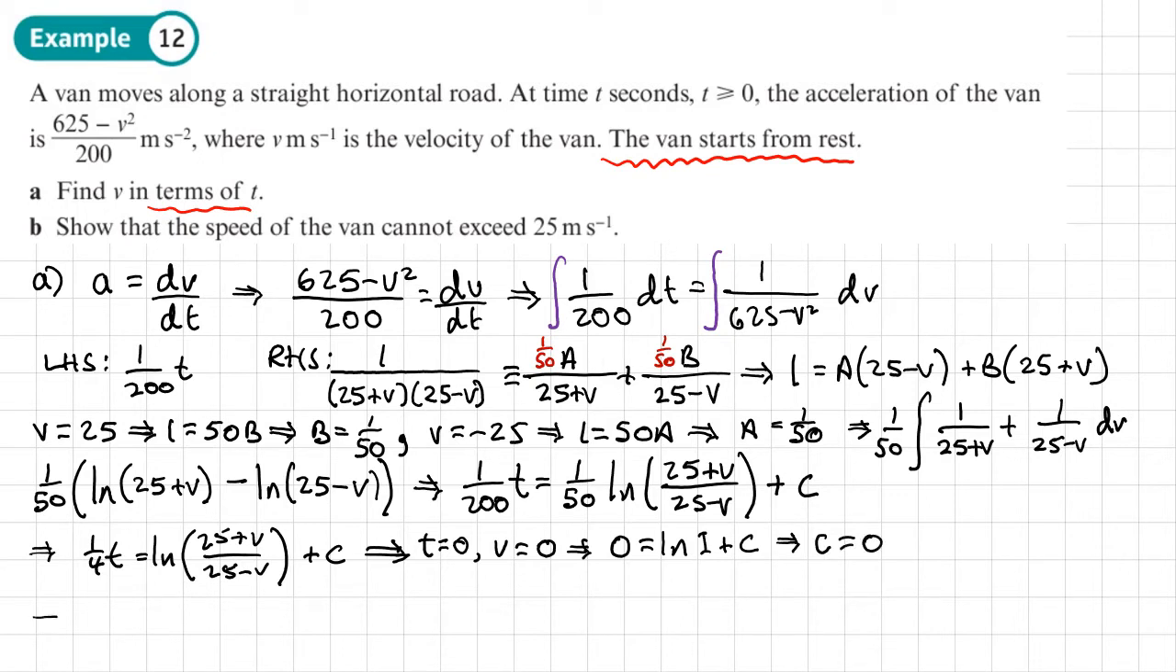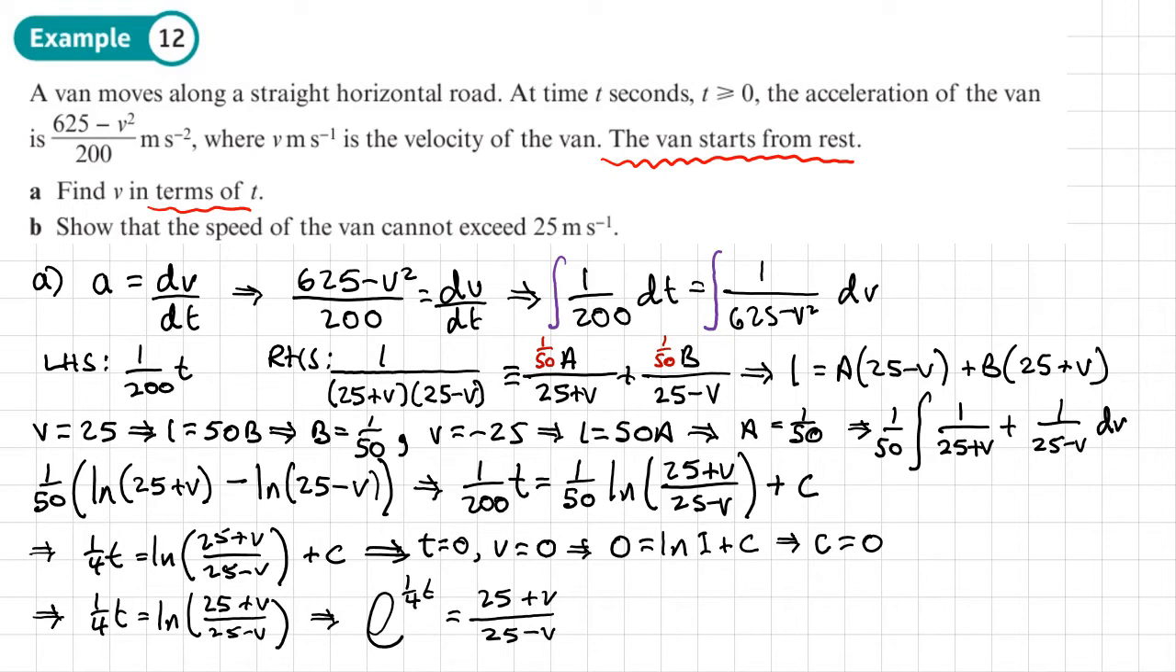So the last part of what I need to do is put in my constant of integration. A quarter t is equal to the natural log of (25 plus v) over (25 minus v), and make v the subject of this. So what we'll do is e to both sides. So we'll have e to the power of a quarter t is equal to e to the natural log of that, which just becomes (25 plus v) over (25 minus v). We'll times both sides by 25 minus v, like this. (25 minus v) times by e to the quarter t is equal to 25 plus v.